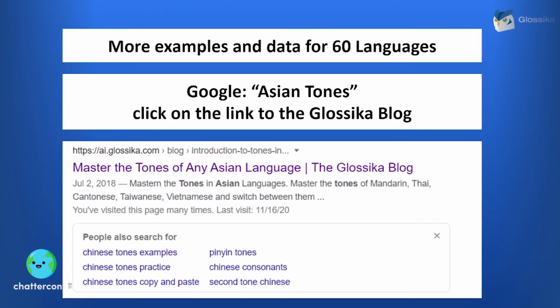So there's a lot of examples of this on my blog post called Asian Tones. You can Google just Asian Tones and you can click on the link to the Glossika blog and read more about it and see data for more languages there.